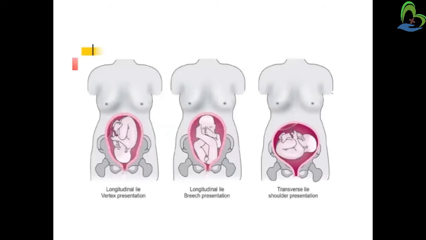Then longitudinal lie, in that you can see the vertex presentation. We will learn later what the vertex presentation is. Okay, the first one is the longitudinal lie, then the second one is the same as longitudinal lie, but the presentation is different, that is breech presentation. Third one is transverse lie.